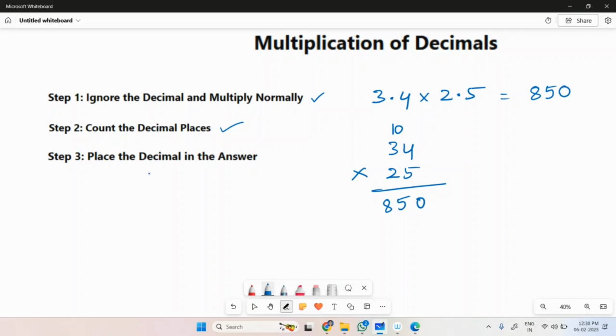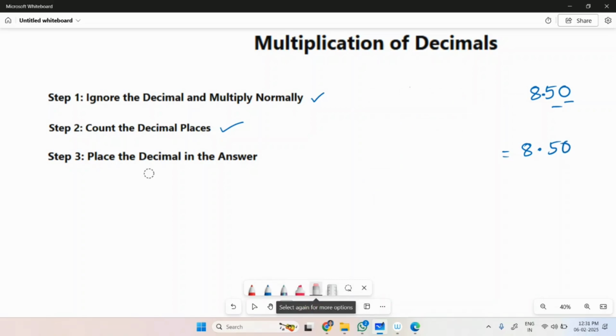Now we have to count the number of decimal places. In the first decimal number, we have one decimal place. In the second decimal number, we have one decimal place. So total two decimal places are there. So the third step is we have to put the point in the answer. Since we have two decimal places, we will leave two places from the right and put a point. So the answer is 8.50.